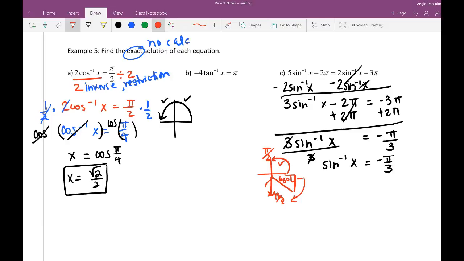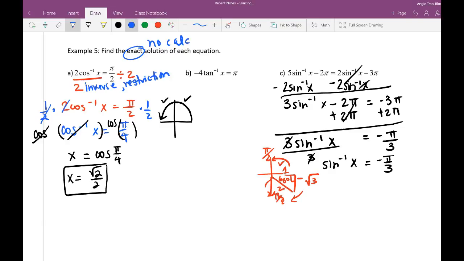The opposite side is rad 3, but because you are in quadrant 4, it's going to be negative rad 3. That means this is 1 unit, and this is 2. So cosine is going to be, I'm sorry, sine, not cosine. Sine is always opposite over hypotenuse.